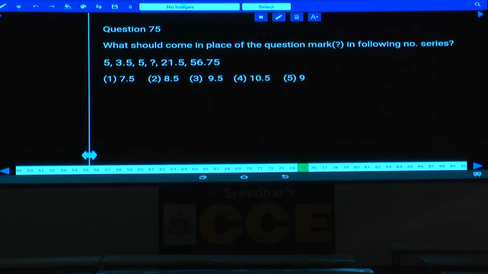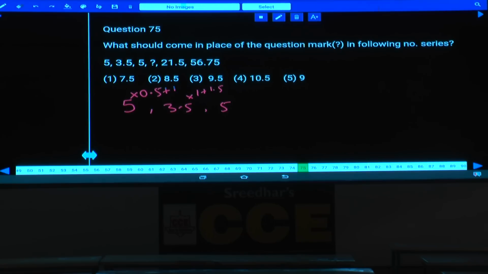5, 3.5, 5 and so on. Tell me what is the answer here. Now 21 is there and 21 has been increased to 56.75, isn't it? Now 5 and 3.5, how can you express this one? 5 and 3.5 can be written as 5 into half is 2.5 plus 1 is 3.5. Can you write like this or not? Now 3.5 into 1 is 3.5 plus 1.5, that is 5, isn't it?